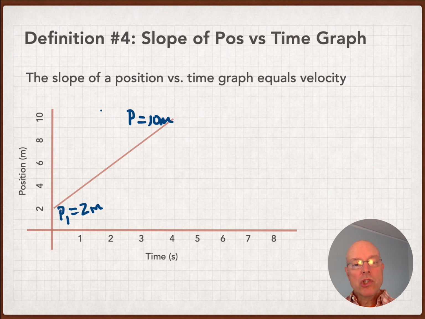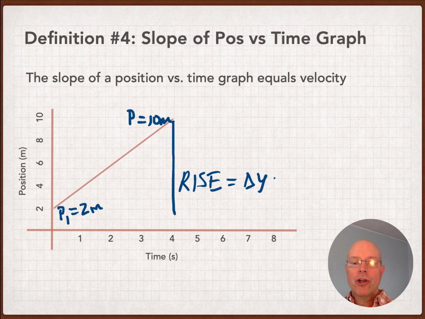When they ask me to get the slope of this line, I remember that slope is equal to rise over run, so I'm going to get the rise of the line, and I'm going to remember that that's equal to y2 minus y1. Well, you're going to notice that it's equal to the displacement. It's the change in position. So it's position 2, 10 meters, minus position 1, 2 meters, and I'll write that down in a second, but that looks like it's 8 meters, okay?